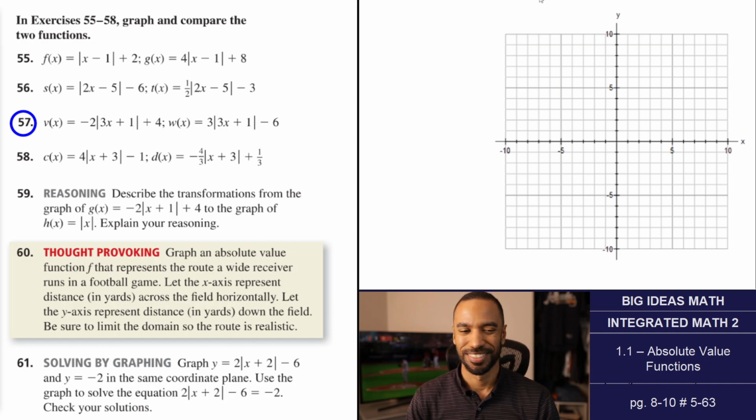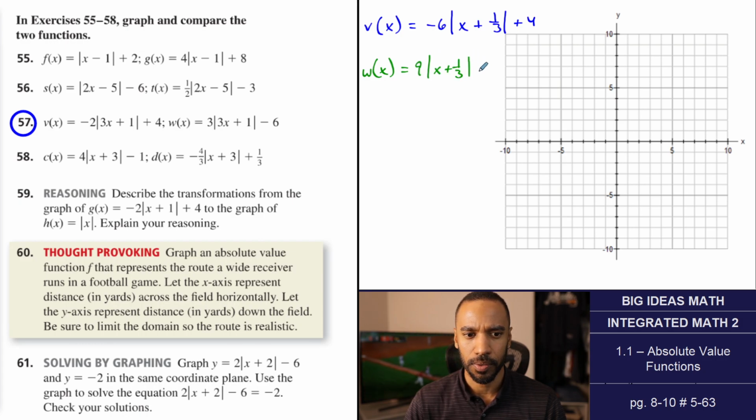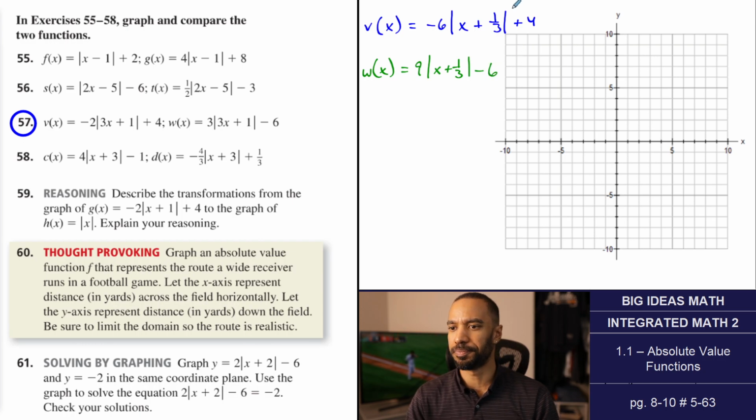Oh. All right, number 57. We factor out, they're challenging me, the 3, multiply by negative 2, and we get negative 6. And we're going to get x plus 1/3 inside, plus 4. W of x, y and z. W of x, factor the 3 out, multiplies by the 3, we get 9. Inside we get x plus 1/3 like the other one, and then minus 6.